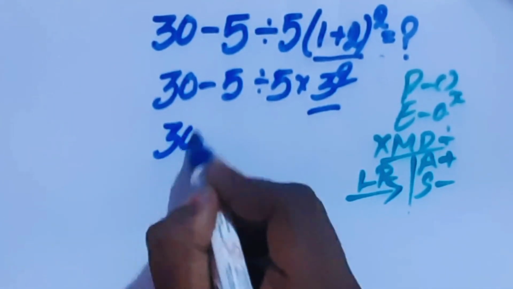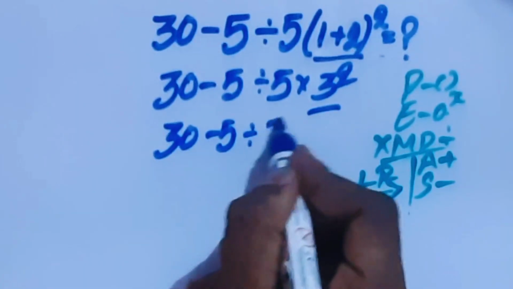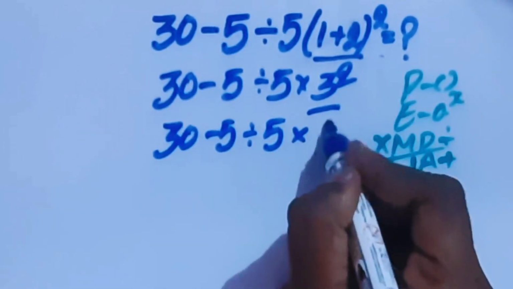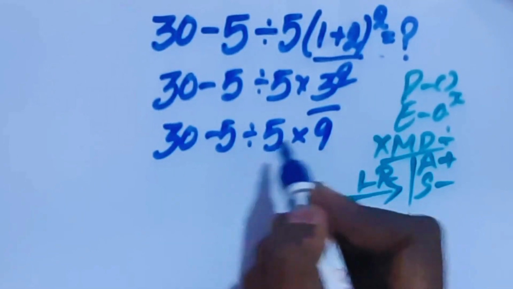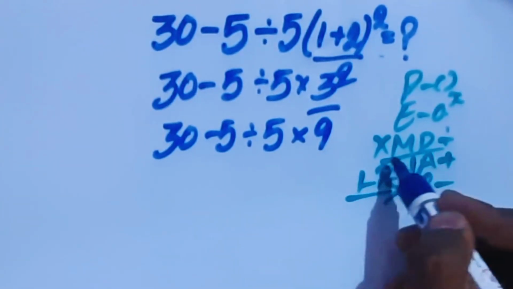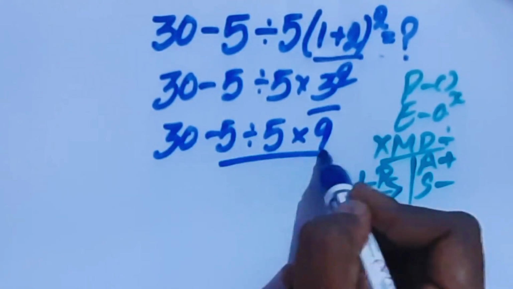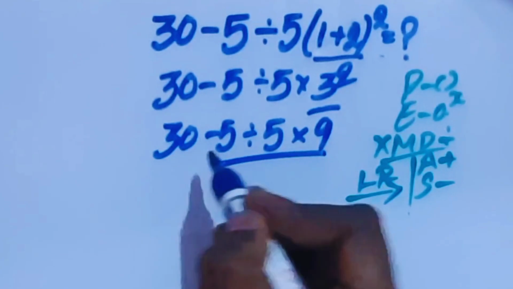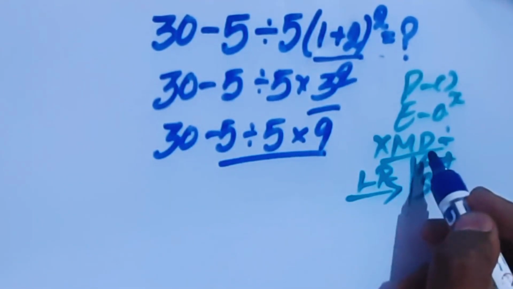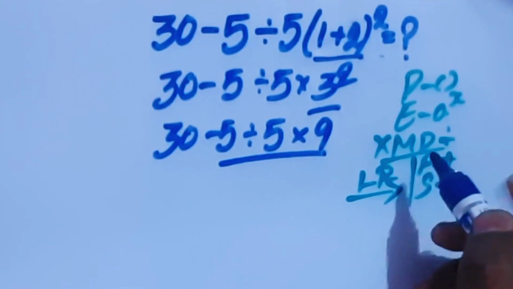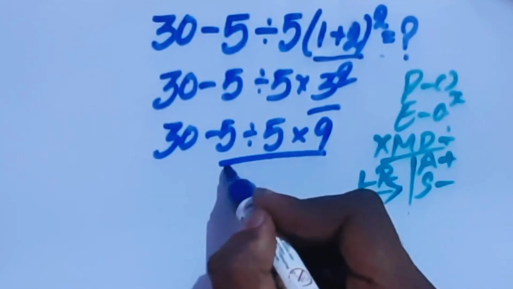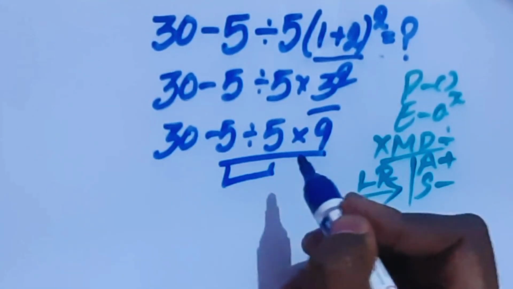Here 30 minus 5 divided by 5 times 3 square, which is 9. Here we have subtraction, division and multiplication. Here the next priority is multiplication and division. So we have to do this division and multiplication before the subtraction. Here multiplication and division are equal priority. For this equal priority, we have introduced this left to right. Here left to right is 5 divided by 5.